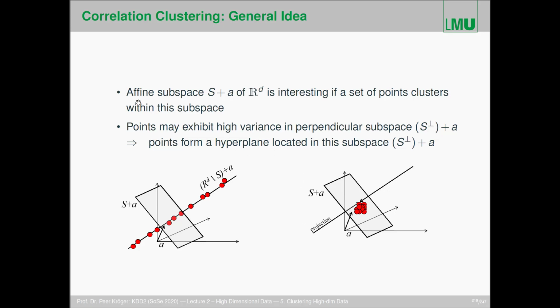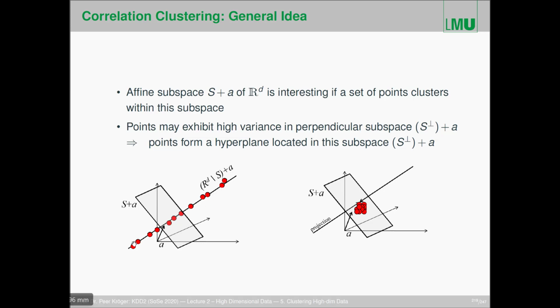Okay, well, such a subspace is interesting if a set of points cluster within the subspace. We talked about that before, but that means, on the other hand, that the points may exhibit high variance in the perpendicular subspace. So this is the perpendicular subspace. S plus A here is the interesting subspace. This is the plane, the hyperplane, and perpendicular to this hyperplane, the points may spread all over.